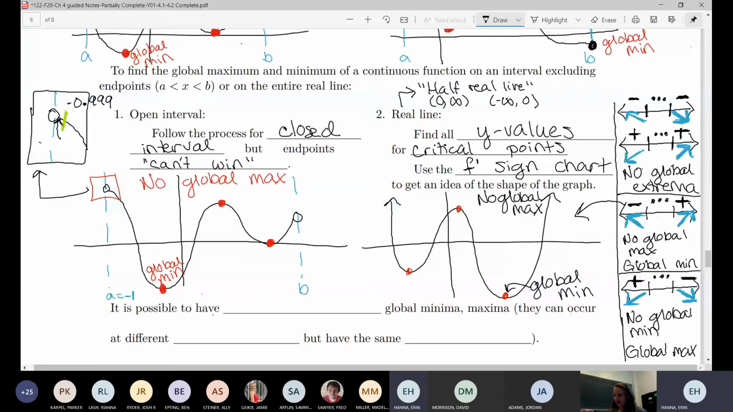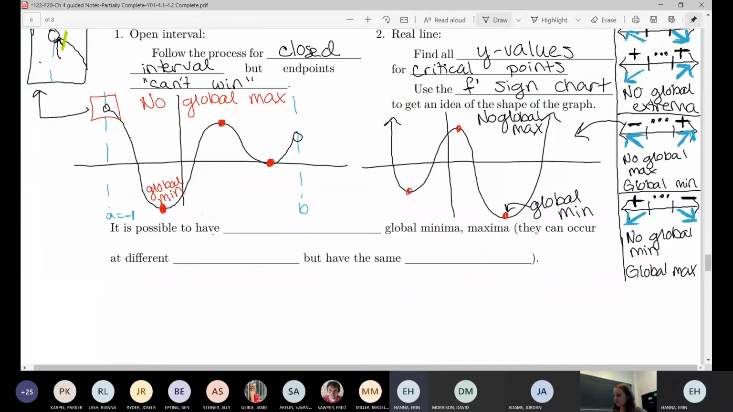So one last little note, and then we'll do examples. It is possible to have multiple global extrema, global max or min. So it's okay to have multiple global maxes or global mins, because what's going to happen is they're going to occur at different x values, but have the same y value.